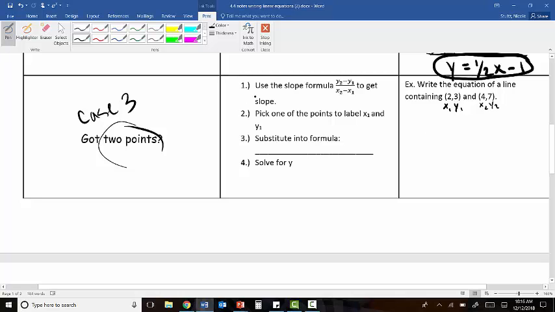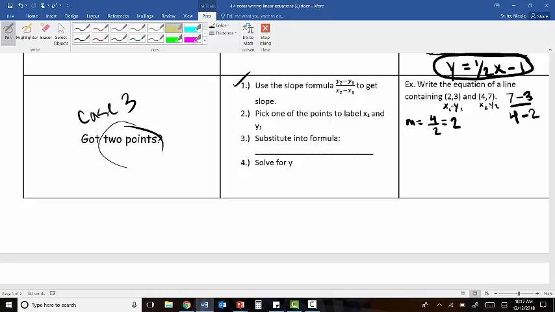So step 1 says use the slope formula to get the slope. So we're going to have to do 7 minus 3 over 4 minus 2. And that's going to give me an answer of 4 over 2, which simplifies to 2. So now I have my slope. That'll be important. I will also need to pick one of these points.